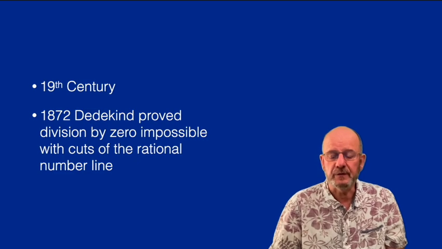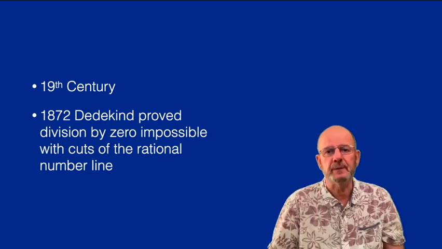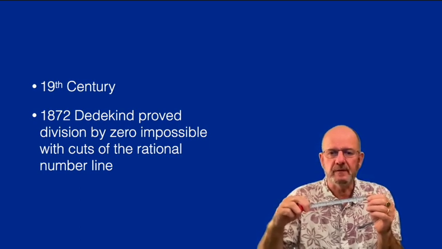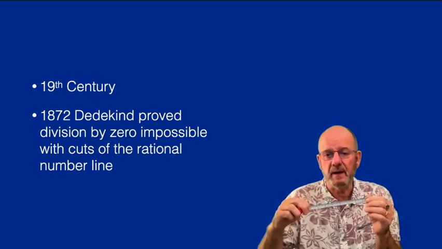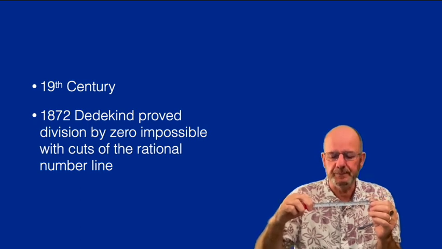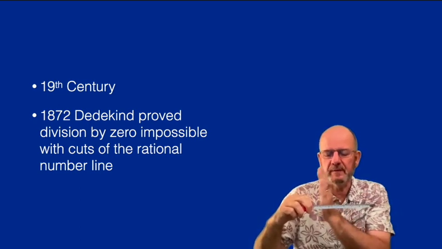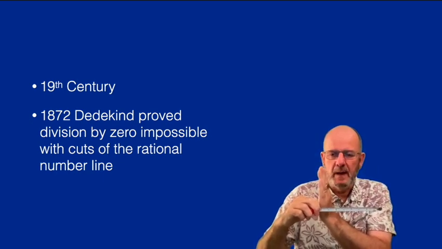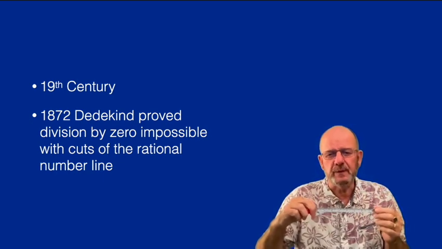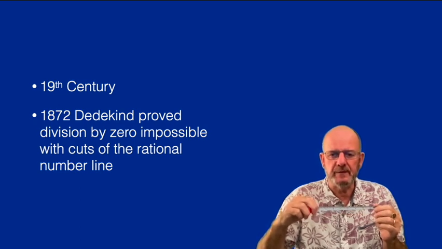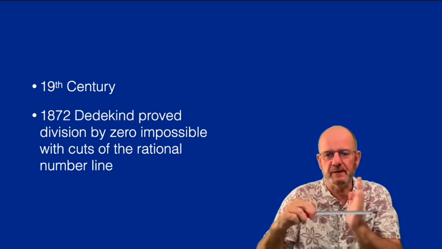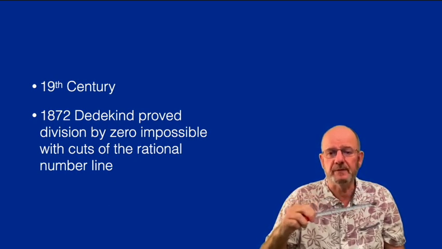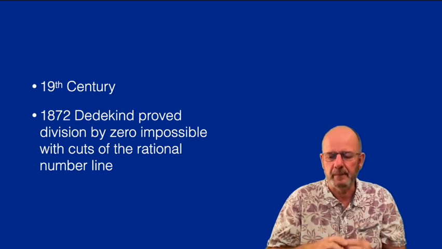In 1872, Dedekind proved division by zero impossible with cuts of the rational number line. He considered distances like 1, 2, 3, a half, a third, 9 3/4. What he did was put cuts on the line at every rational point. That gave him an infinite number of points, but it wasn't enough to describe the real numbers. So then he put cuts between the rational numbers. And that gave him an even bigger infinity, which was enough to describe the real numbers.